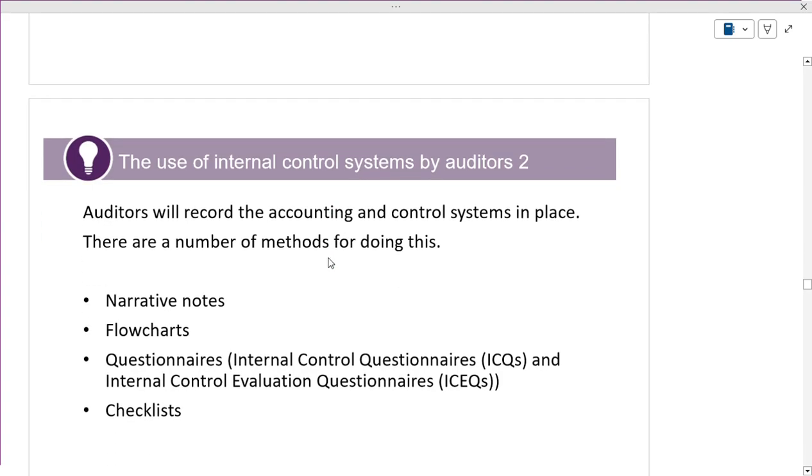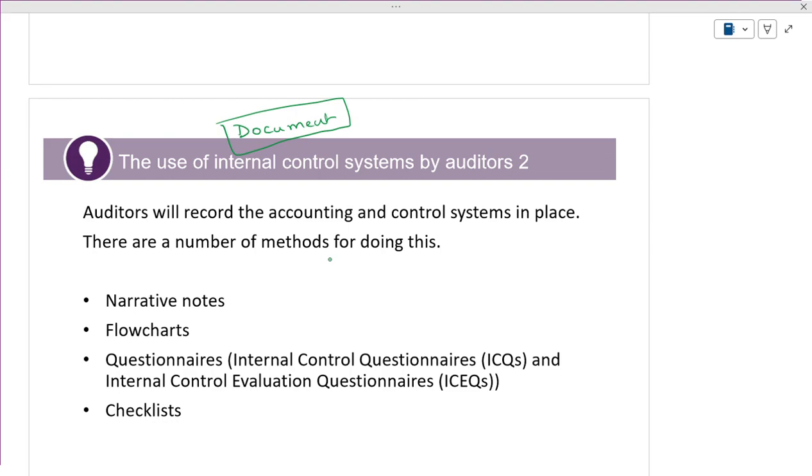When you are doing the internal controls, this is another part. When you are thinking about internal controls, how will you document? How will the documentation take place?